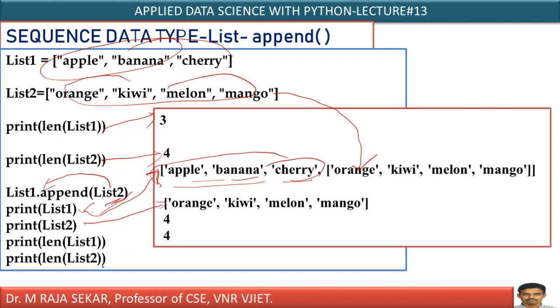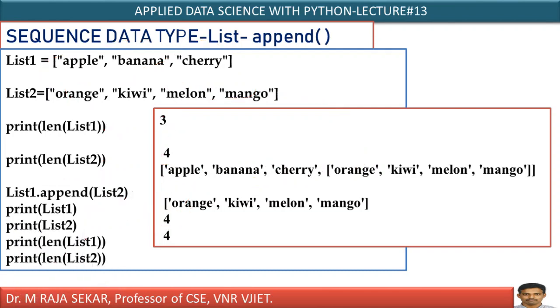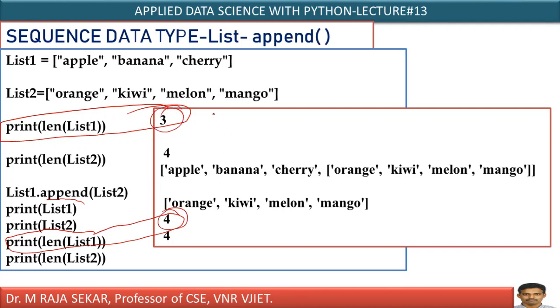But print len of list 1. Always remember, if you make use of the append function, its length is always incremented by 1. Previous length of list 1 is 3. Now, length of list 1 is 4. This 3 becomes 4. Just see, this is print list 1, and this is print len of list 1. Here I am comparing 3 and 4. It means the append function always increments the length of the list by 1.